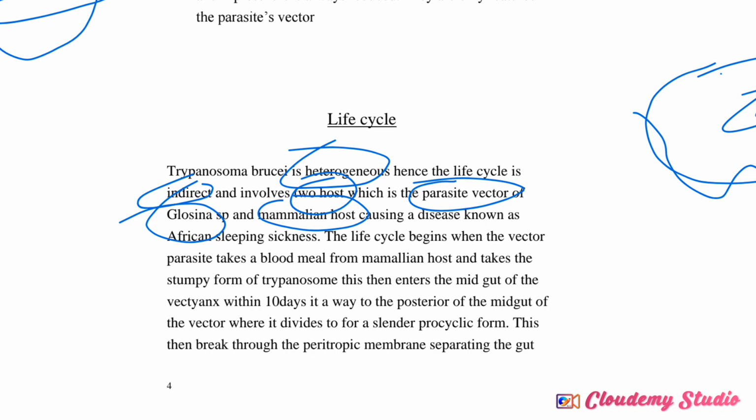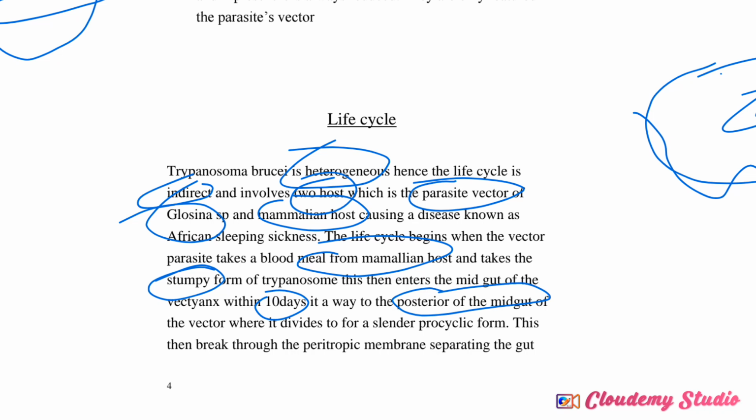The life cycle begins with the vector taking a blood meal from the mammalian host. And this blood meal that is taken contains the stumpy form of the trypanosome. Remember I told you there are three forms: slender, intermediate, and stumpy form. They take the stumpy form, and this stumpy form now enters the midgut. Once it enters the midgut, within 10 days, it finds its way to the posterior of the midgut, like the starting of the midgut.